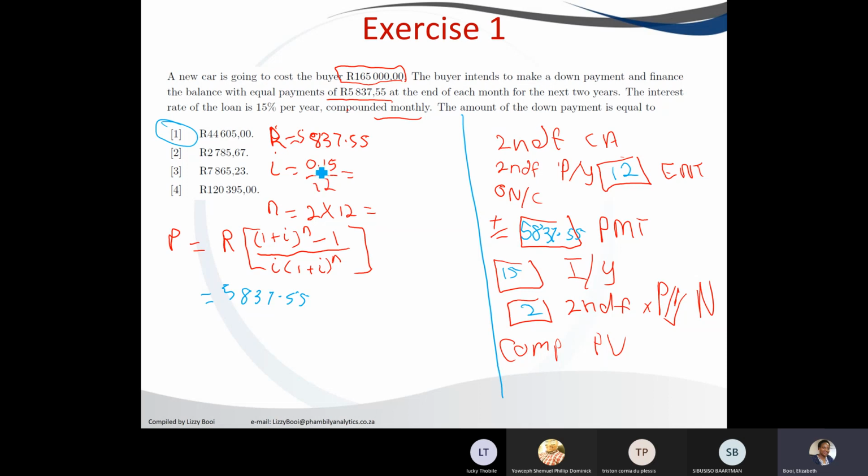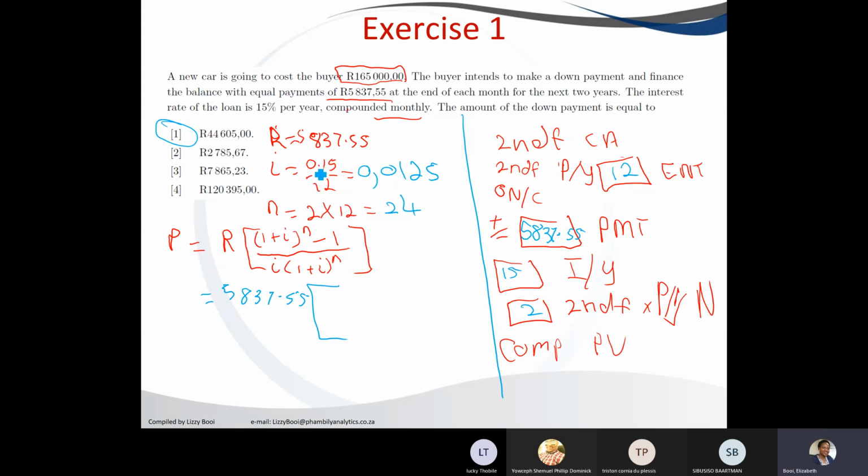But before you do that, you must calculate all these other values outside. Say your interest will be 0.15 divided by 12, which will give you 0.0125. And you must use the whole values, you don't round it off, otherwise you won't get the right answer at the end. And you also say 12 multiplied by 2, because we always multiply by the compounding period, and that will be 24. And you will go and substitute into the formula now.